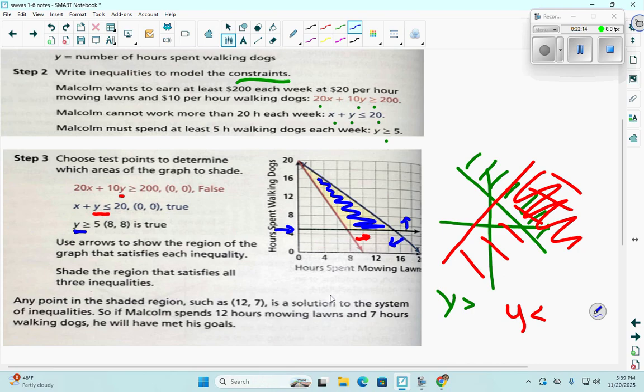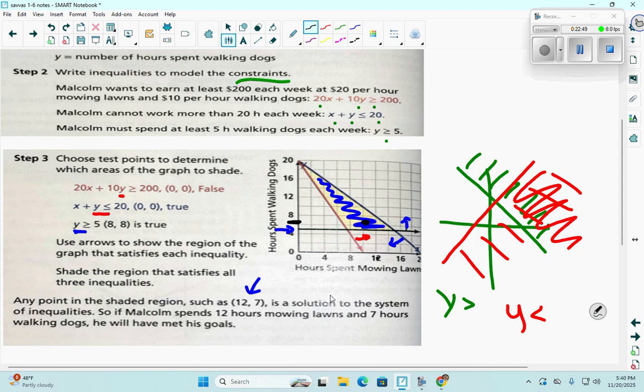The one that they're showing is (12, 7). So if you were to go over 12, so here's 12, and go up 7, well, 7's at this location right here, right? As long as it's in that yellow area, that's a solution. So if Malcolm spends 12 hours mowing lawns and 7 hours walking the dog, then he would have met his goal. That's not the only solution to it. There are other numbers in there, but that's one of them.